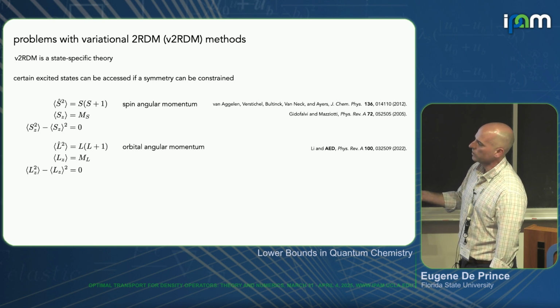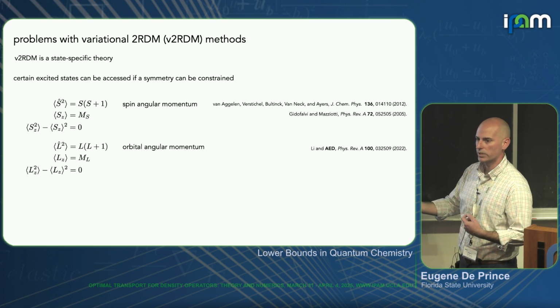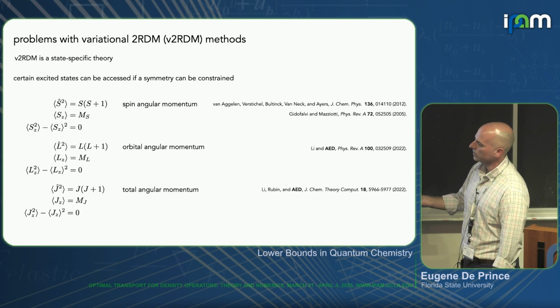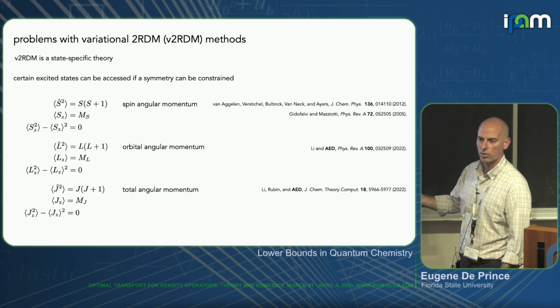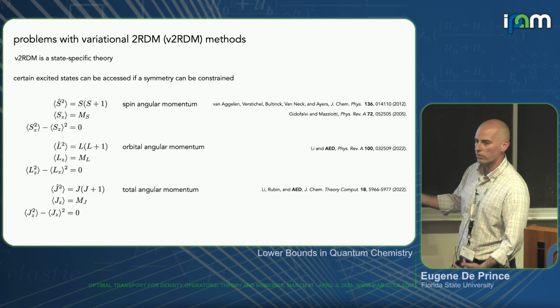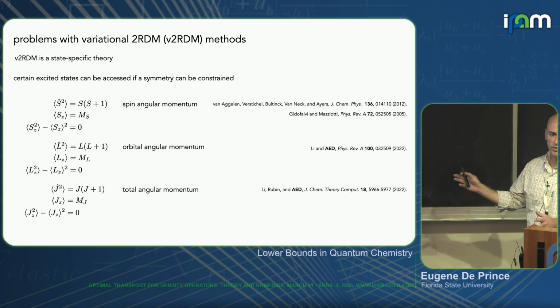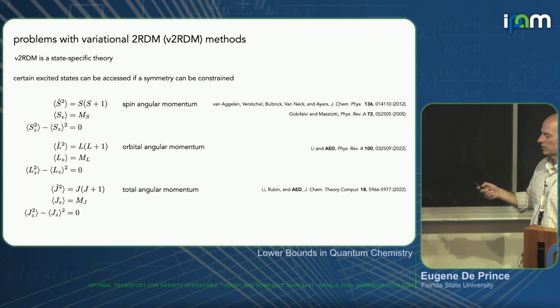But this is a much more limited scenario because these L-squared constraints are only relevant for atoms, and the Lz constraints are only relevant for atoms or linear molecules. Then you could generalize this to the total angular momentum case, where J is the sum of spin and orbital angular momentum. But again, it's only relevant for atoms or linear molecules. So this is basically the only way to get at excited states that I know of in the context of these theories.